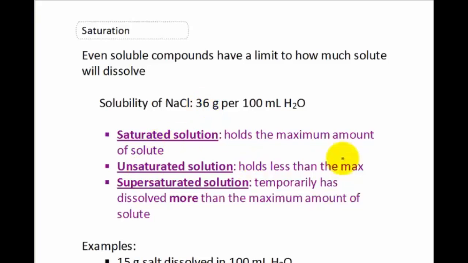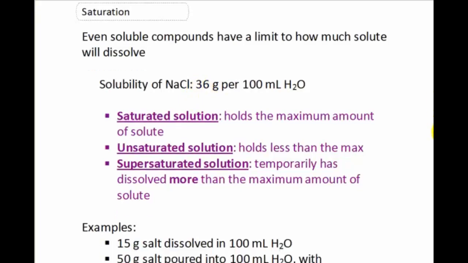An unsaturated solution is one that holds less than the max. Okay? So if we only had a little bit of NaCl in the solution, we could add more solute to an unsaturated solution and it would dissolve. Now we'll talk about this more in a second, but a supersaturated solution is one that we've convinced to temporarily hold more than the maximum in solution. Okay? So if we were able to actually get dissolved more than 36 grams, that's supersaturated, and I'll tell you in a second how that would come about.